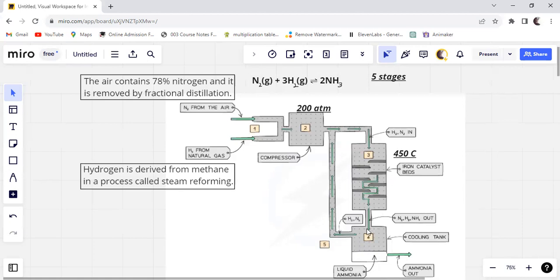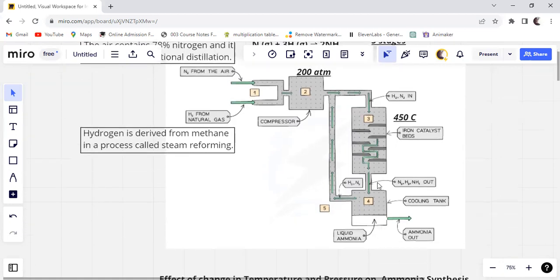So in stage number 4, here we have the nitrogen, hydrogen, and ammonia gases. In this cooling tank at stage 4, the unreacted hydrogen and nitrogen as well as ammonia, which is the product, are passed into this cooling tank. So what happens in this tank? Ammonia is liquefied and removed out to the pressurized storage vessels. We will get the ammonia.